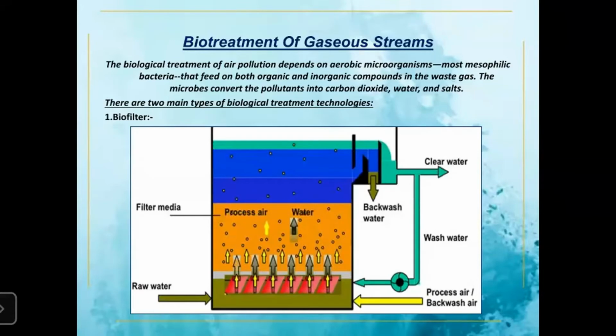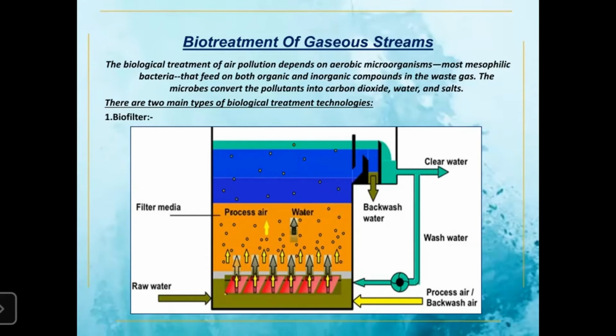In the biofilter, we will talk about the mechanism. In biofiltration, the polluted air is passed through a biologically active filter, or we can say a biofilter. Microorganisms in the biofilter convert the air pollutants into harmless byproducts that are primarily carbon dioxide and water. Removal of contaminants is a multi-step process.